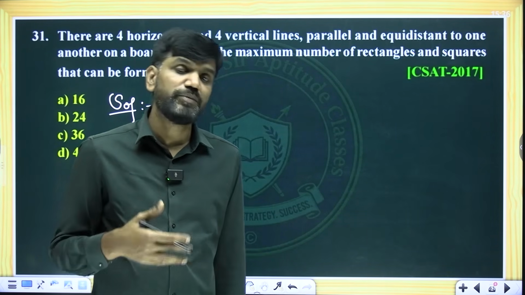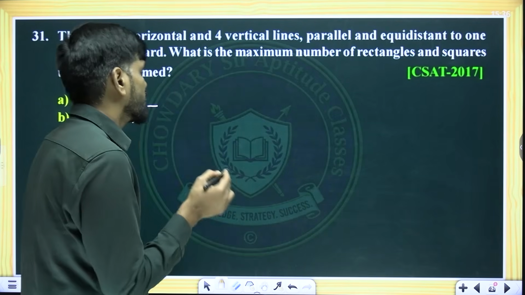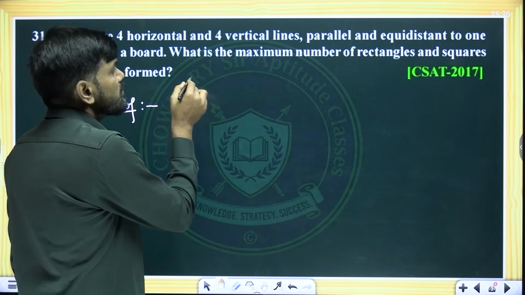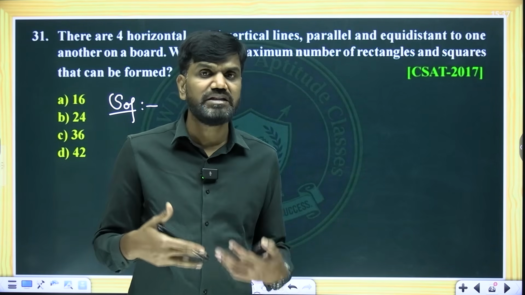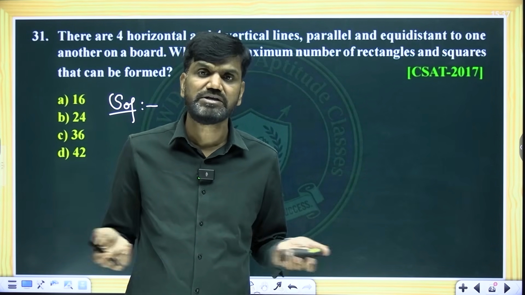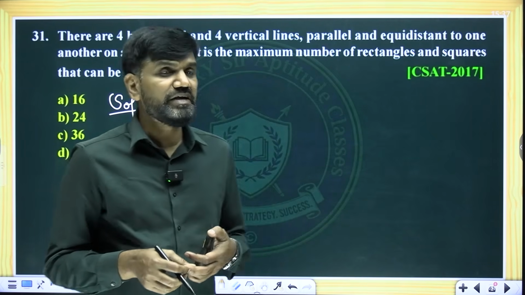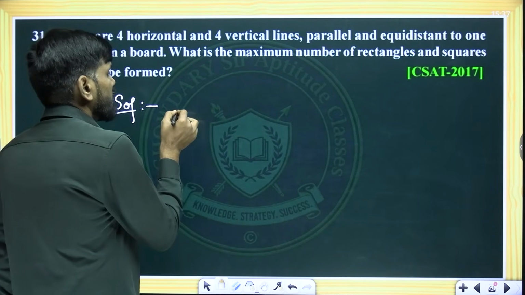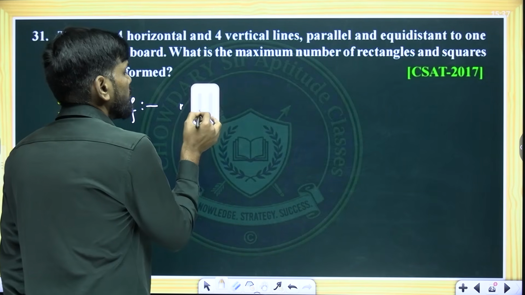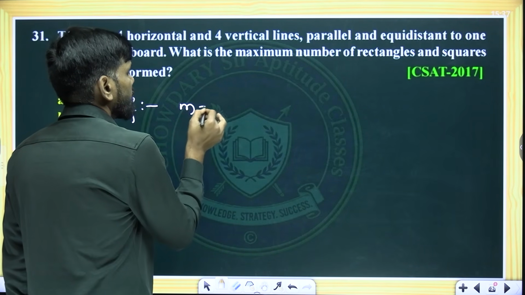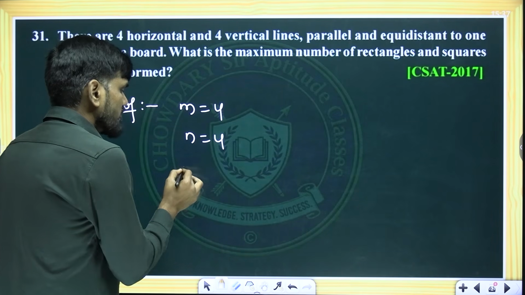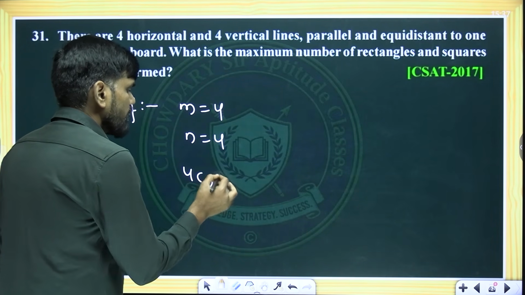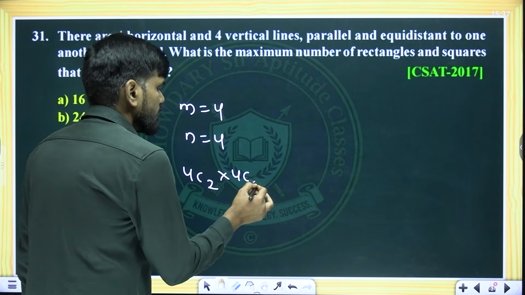So in figure counting you might have already learned this one, so I am going with this concept only. For you to form a rectangle is nothing but like a parallelogram. Rectangle is also a parallelogram. So the number of rectangles that you can form over here are how many? M is equal to 4. N is also equal to 4. Your answer will be 4C2 into 4C2.